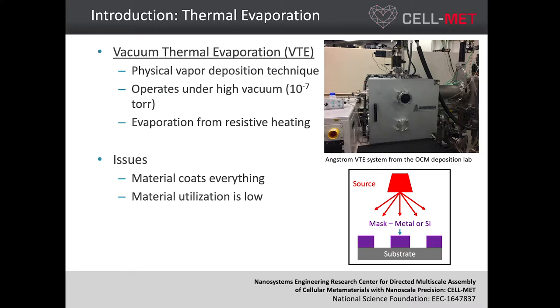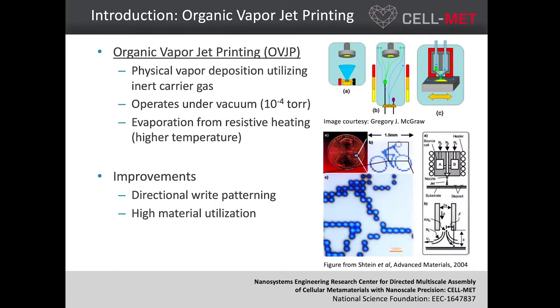But this also causes other problems, such as material utilization, which I've listed. As such, it's a waste of material, and you'd essentially cover everything with what you deposit. So in order to combat this problem and really do it in a cleaner fashion, what our lab has largely been focusing on is a technology that started in our lab and has been developed over the past, I would say, decade. It's been a long evolution process, and that's organic vapor jet printing.